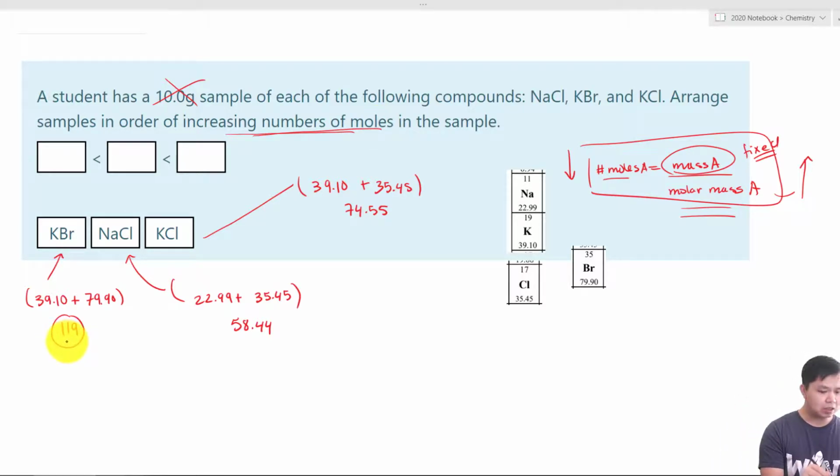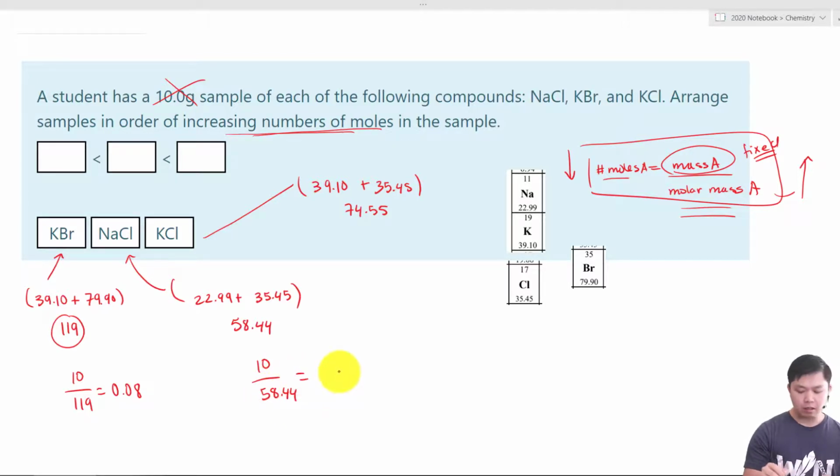If I take this 10 right here and divide by the molar mass, 10 divided by 119 turned out to be 0.08. There you go. And take 10 divided by 58.44, that turned out to be 0.17. So these are moles, okay? And then here I have 10 divided by 74.55, that turned out to be 0.13.